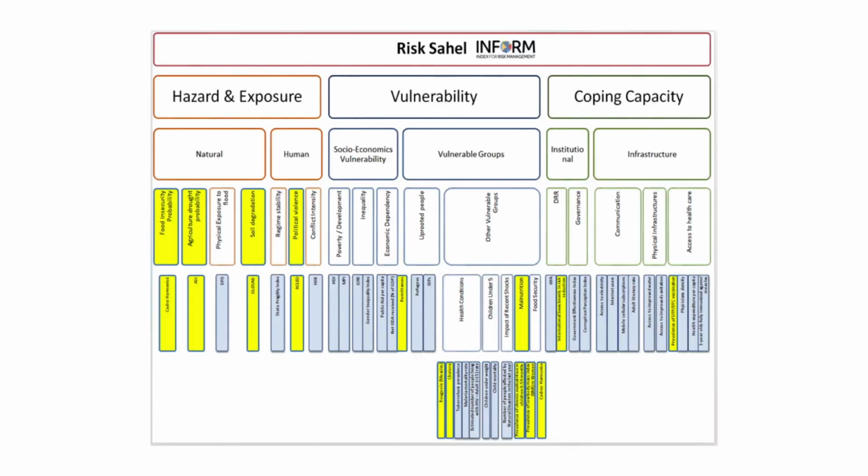Put all those inputs together into a picture, something like this. Here's an example of the first INFORM Sahel workshop in Dakar, Senegal. This was an exercise covering the whole Sahel region. Partners defined specific components of risk that mattered in the Sahel context.